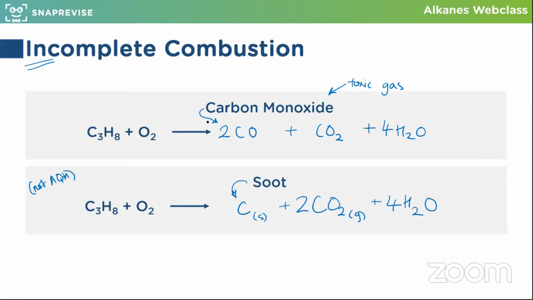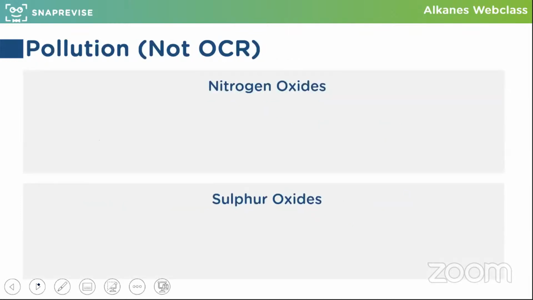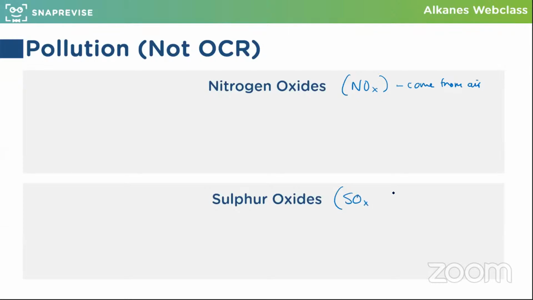Lovely. Okay, and then our final thing that we need to look at, which is not OCR, so you can have a 5-minute break if you are OCR, is pollution. We need to be aware that nitrogen oxides and sulfur oxides can be produced. So nitrogen oxides we would sometimes call NOx. It doesn't matter, it means that it's either nitrogen monoxide or nitrogen dioxide, etc. And these come from the air. And our sulfur oxides, again, SOx, come from impurities. So we need to be aware of this.